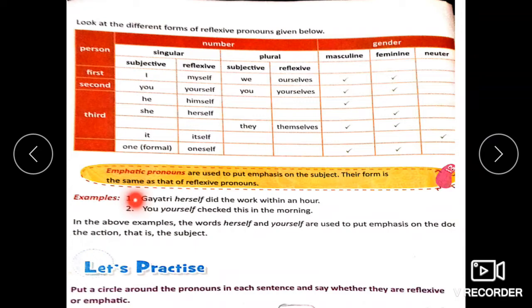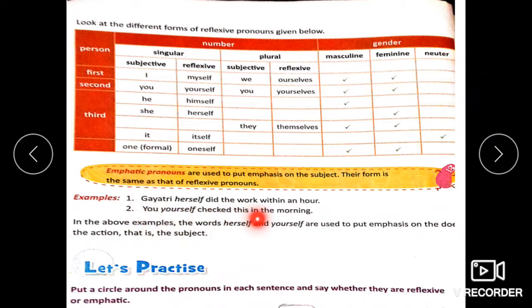For example, Gayatri herself did the work within an hour. Gayatri herself. So herself here emphasizes on who has done the work, emphasizing on the subject, Gayatri herself. Therefore, the pronoun herself here emphasizes on Gayatri doing the work herself. Clear? Herself is not an object here, understand. It is only used to emphasize the noun Gayatri. So this is used as an emphatic pronoun.